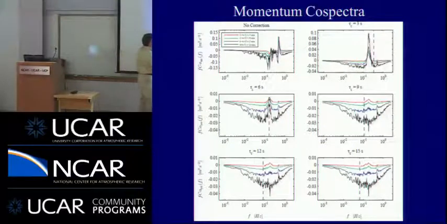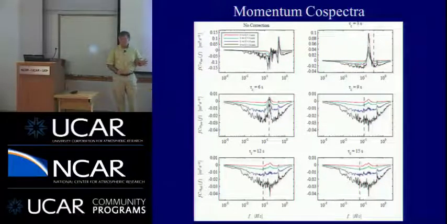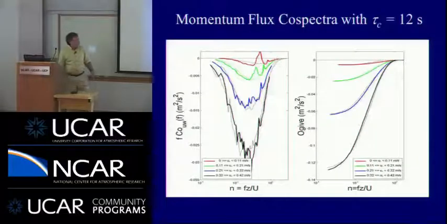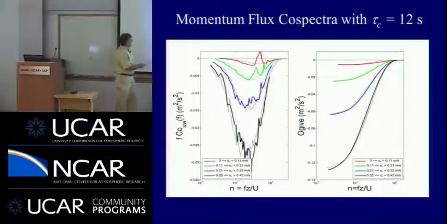Another thing to point out, it's easier to see on this frequency plot: this peak right here is the resonance frequency of the buoy. So we have reduced that. We haven't completely removed it, but it actually turns out it doesn't have a big impact on the fluxes. So I'm going to zoom in now on this, for that tau sub c of 12 seconds.